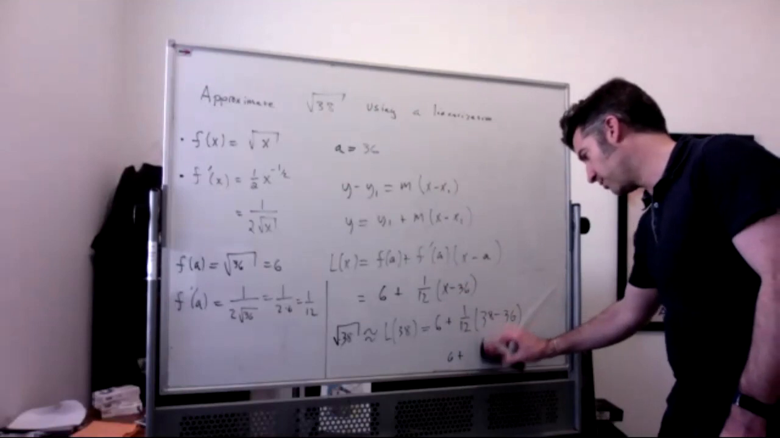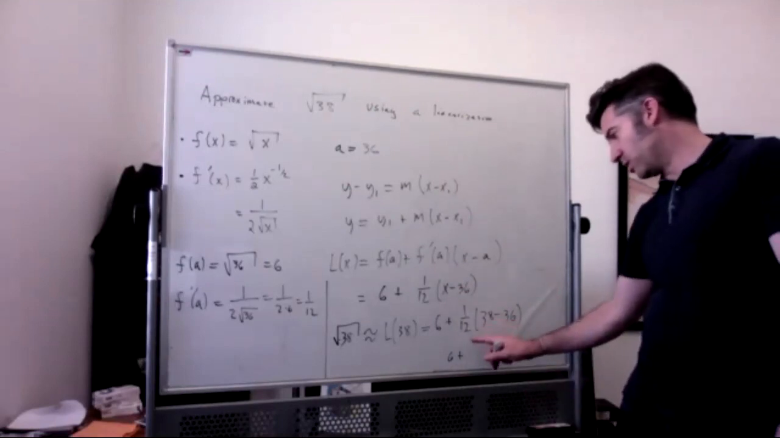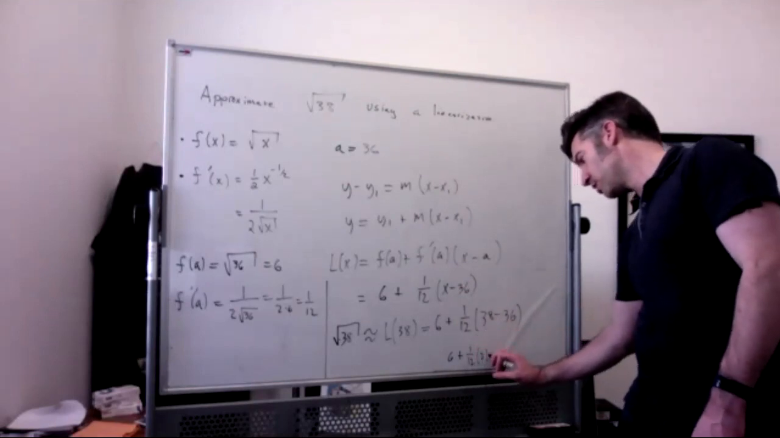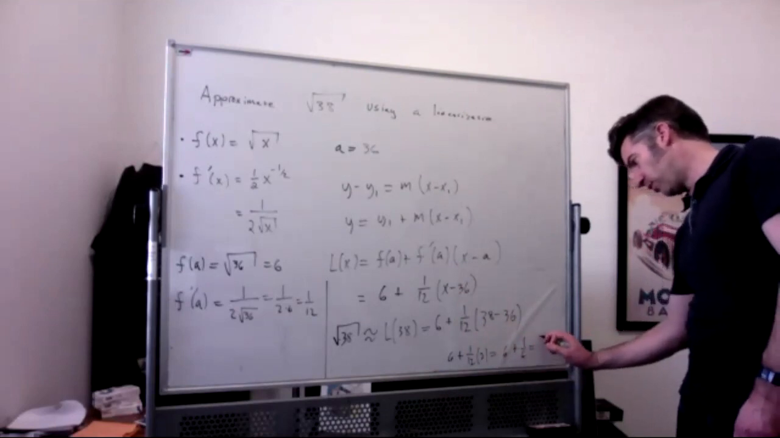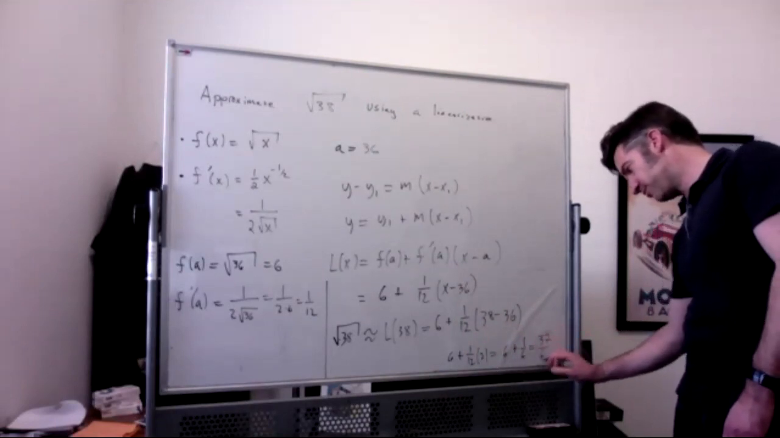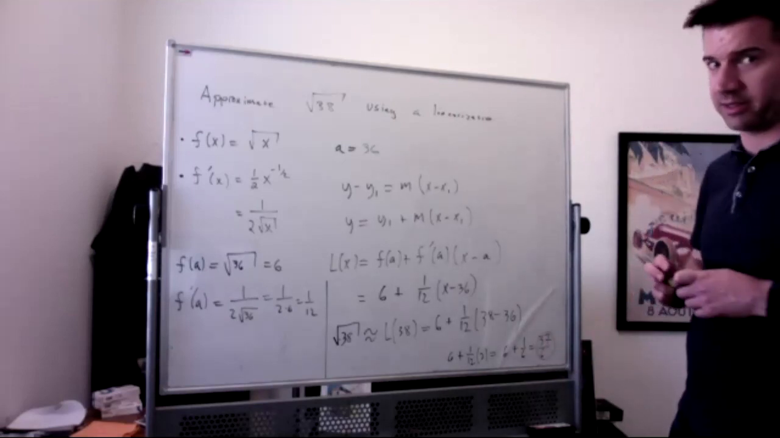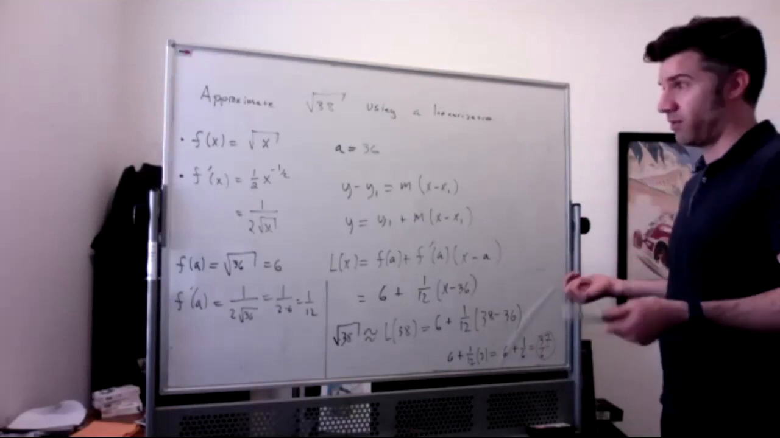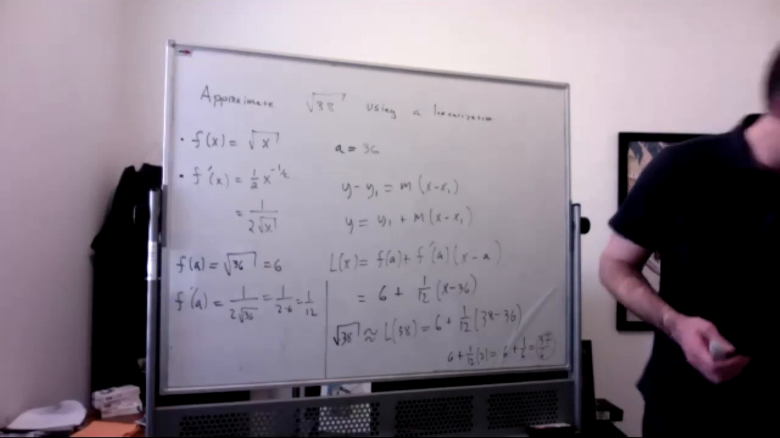And then we're going to get 6 plus 1/12 times 2, which is 6 plus 1/6. Or if you prefer, 37/6. Well, I guess you could write it as a decimal, as 6.1666666, whatever. So this is an approximation of the square root of 38. If you look at a calculator, you will see that they're pretty close to each other.